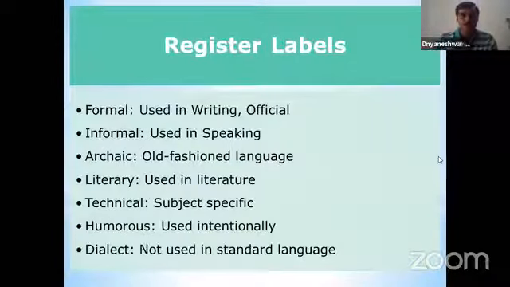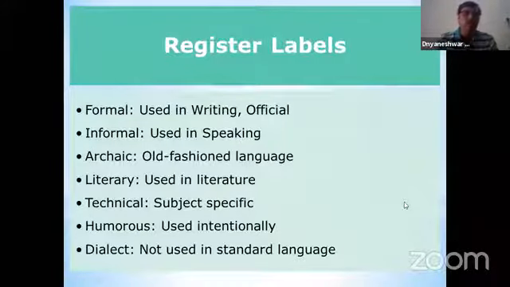Now, in this particular dictionary, there are 14 different labels which are stated, but I have focused only on 7 labels. The first label is formal register label. When we find this formal register label, we come to know that this is the word which is used in writing as well as for official purpose. Then, if it is informal, it refers to the word is used in speaking.